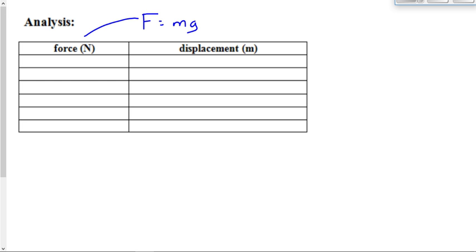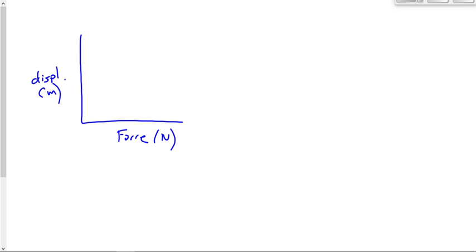And of course, now we're going to plot a graph. What's going to be on the x-axis of that graph? Displacement or force? The x-axis of your graph is always going to be the first column of your table. So the x-axis of your graph will be force, and of course, your y-axis will be displacement. Don't forget to title this.